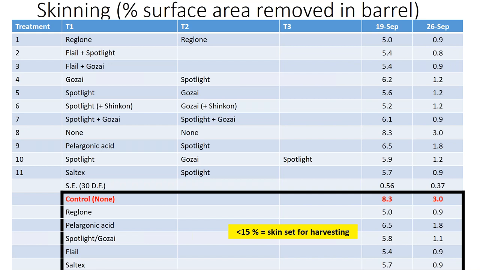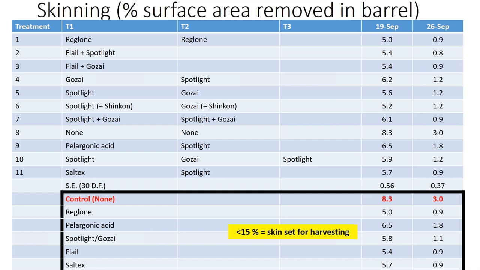So if the numbers in these columns are less than 15%, then effectively these tubers would go over the harvester and be able to be put into store with minimal scuffing damage, providing settings are correct and operators are working at an optimal rate.